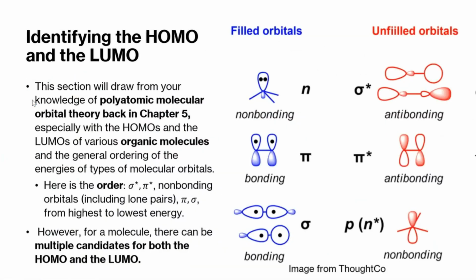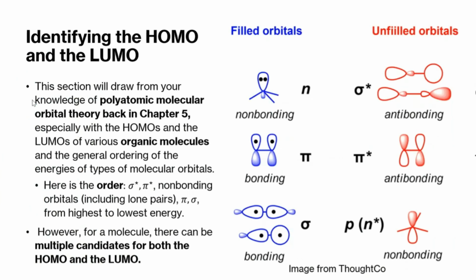There are many ways that you should identify the HOMO and the LUMO, and this will draw back from your knowledge of polyatomic molecular orbital theory that was covered back in chapter 5. And especially with the HOMOs and LUMOs of various organic molecules such as alkyl halides, doubly bonded species, triply bonded species, and the general ordering of the energies of types of molecular orbitals.